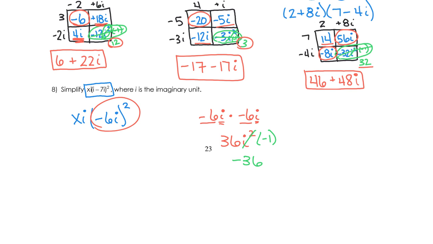So now we can come back. We'll keep the xi here, and we'll multiply it by negative 36. And we're just going to rearrange this a little bit and put the coefficient out in front and do negative 36xi. And there's our final answer. Okay. All right, guys, I'll see you guys on the back side of notes.